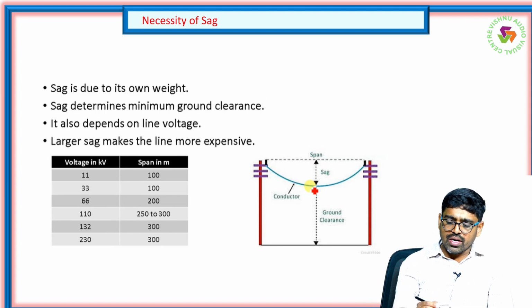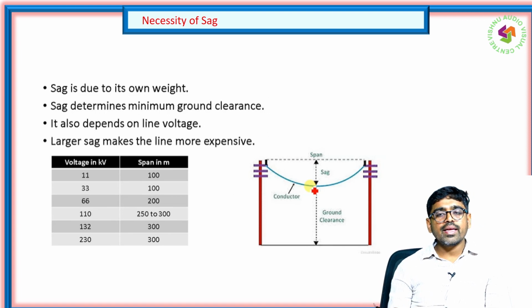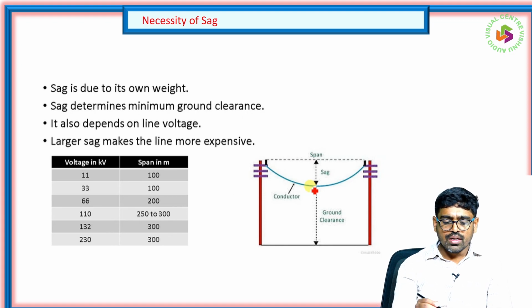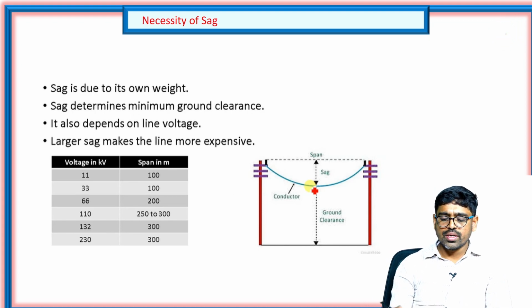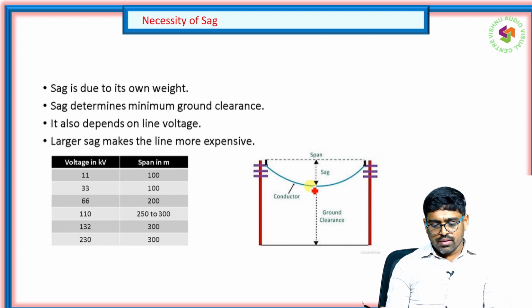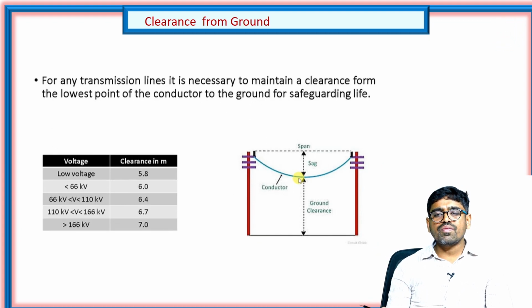So you can see the different types of voltage levels and the sag in meters. For 11 kV the span is maybe 100 meters, and for 132 to 230 kV it is around 300 meters like that. Next, another case is clearance from the ground.